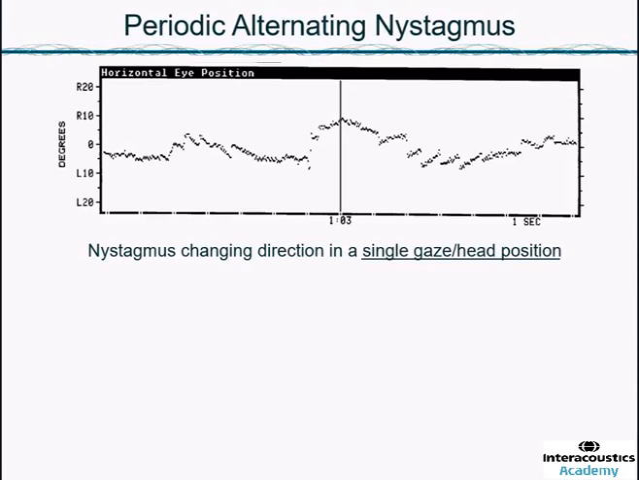As you can see here, this patient initially has right beating nystagmus, then at some point in time that nystagmus changes direction and it goes left beating. So this is a nystagmus that changes direction in a single gaze or head position. Sometimes people use the term direction changing gaze nystagmus, and what they really mean is in left gaze and right gaze. They don't mean in a single gaze position. So you have to be sure what terminologies you're using. In periodic alternating nystagmus, the nystagmus changes direction in a single gaze or head position.